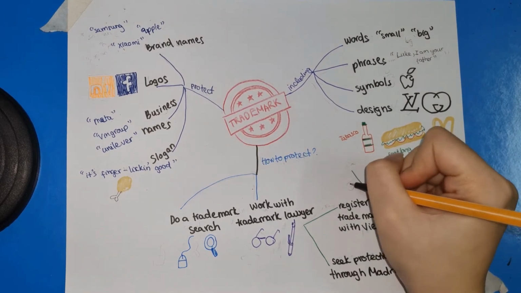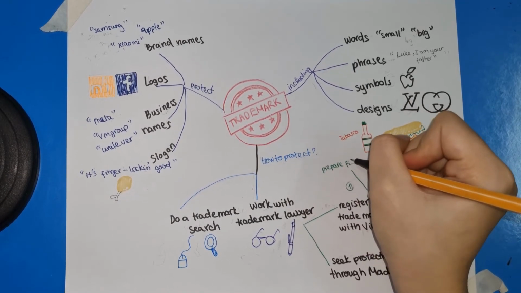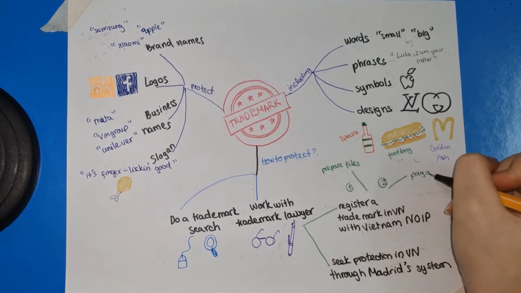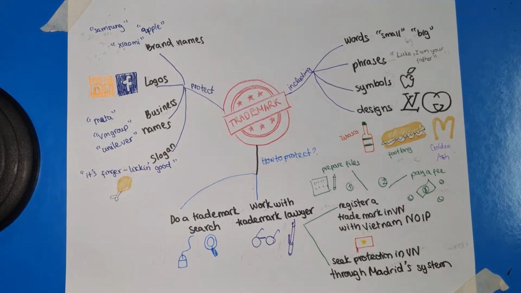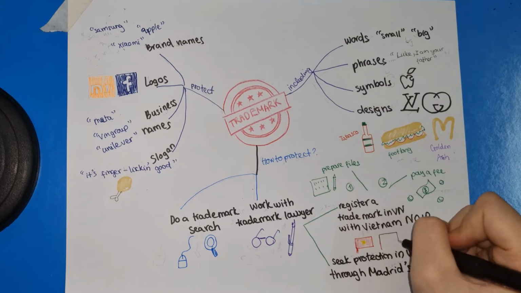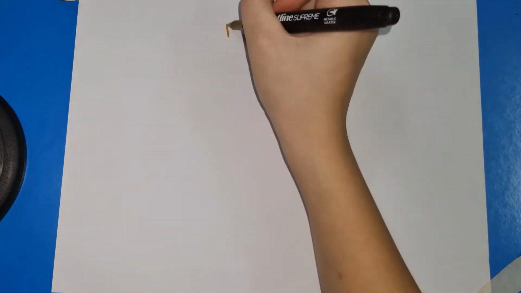For the first option, the trademark owners need to prepare, file for registration, and pay a fee as the requirement of Vietnam intellectual property law. In case a trademark needs to be protected in a number of nations, including Vietnam, the trademark owner may register the trademark through the Madrid system.